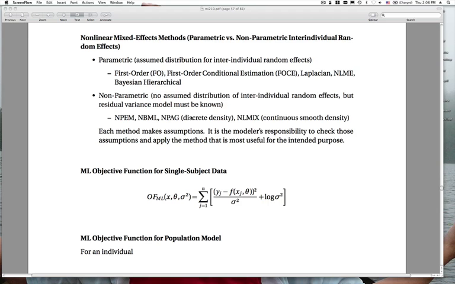But the point to be made here is that even though we have a method that's called nonparametric and another one that's called parametric, each method makes assumptions. In the parametric method, there are strong assumptions about the distribution of the random effects, both inter-individual and residual. In the nonparametric method, the assumptions about the shape of the inter-individual random effects are relaxed, but there is an assumption that the residual error is known and the residual variance pattern is known, at least up to a proportionality constant.